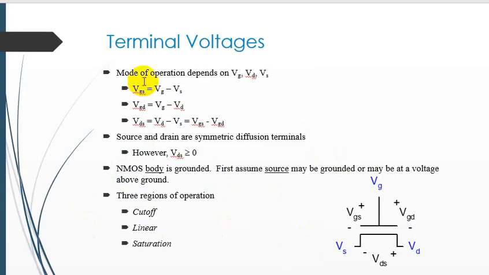Okay, these are the terminal voltages. Here is the symbol of your NMOS, in which we have the gate to source voltage, gate to drain voltage and drain to source voltage, and these voltages are denoted VGS, VGD and VDS. There are three regions of operation for an NMOS: cutoff, linear and saturation.